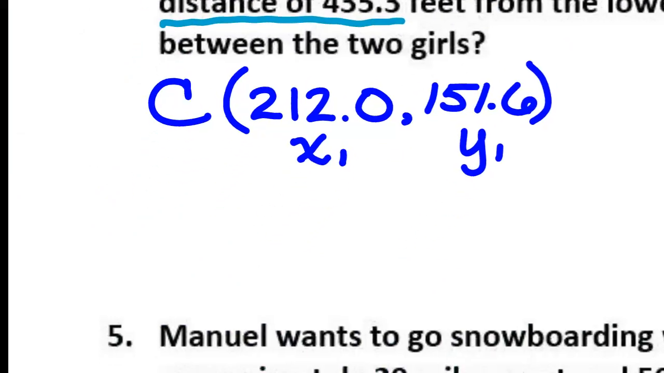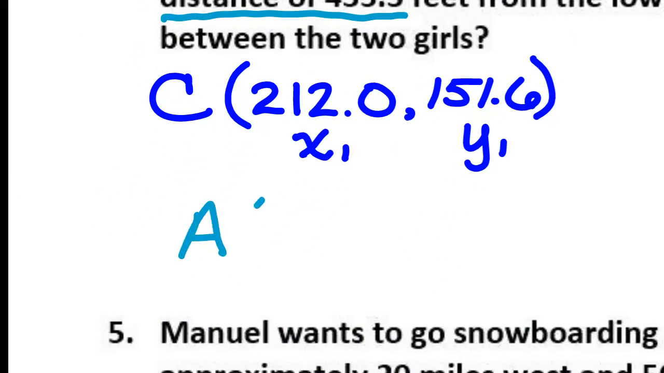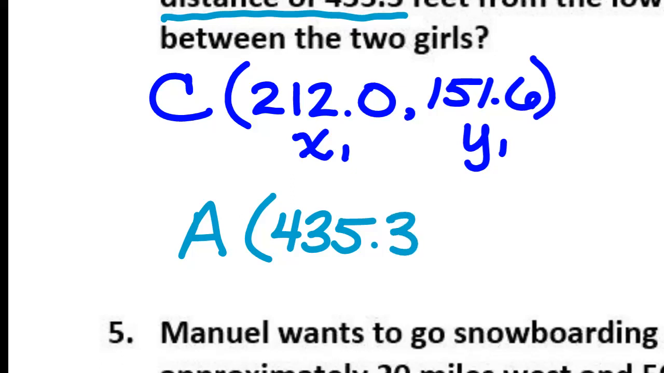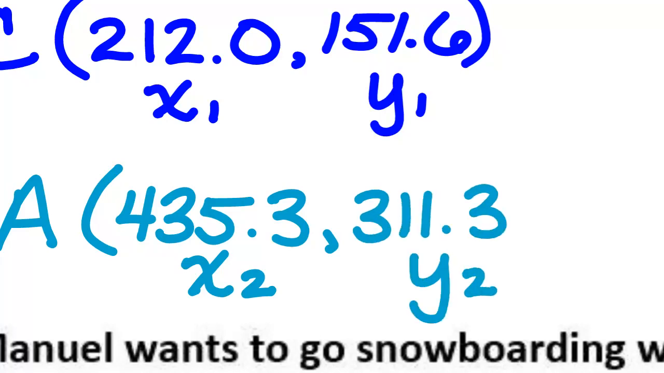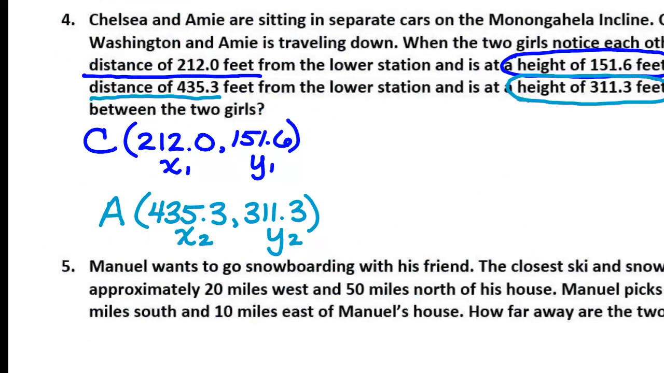And then we have Amy. What's Amy's x? What's her horizontal? 435.3. There's my x2. And then what is Amy's y? 311.3. There's my y2. These numbers are very big, and that's okay.